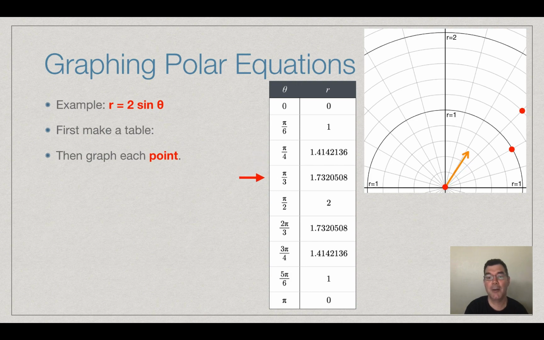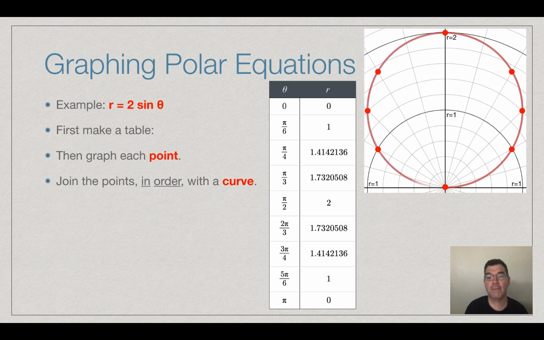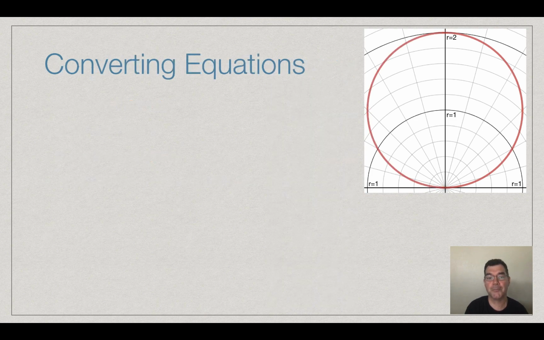And I keep going, pi over 3 to 1.7. Then turn pi over 2 and go out 2 spaces, 2 pi over 3, and again go out 1.7 spaces, 3 pi over 4, and then go out about 1.4 spaces, 5 pi over 6, and go out exactly 1 space, and then at theta equals pi, I will go out 0 spaces, and that gets me back to where I started. So I've graphed all the points in the table, so I just join the points in order with a curve, and as you can see, that curve forms a circle.